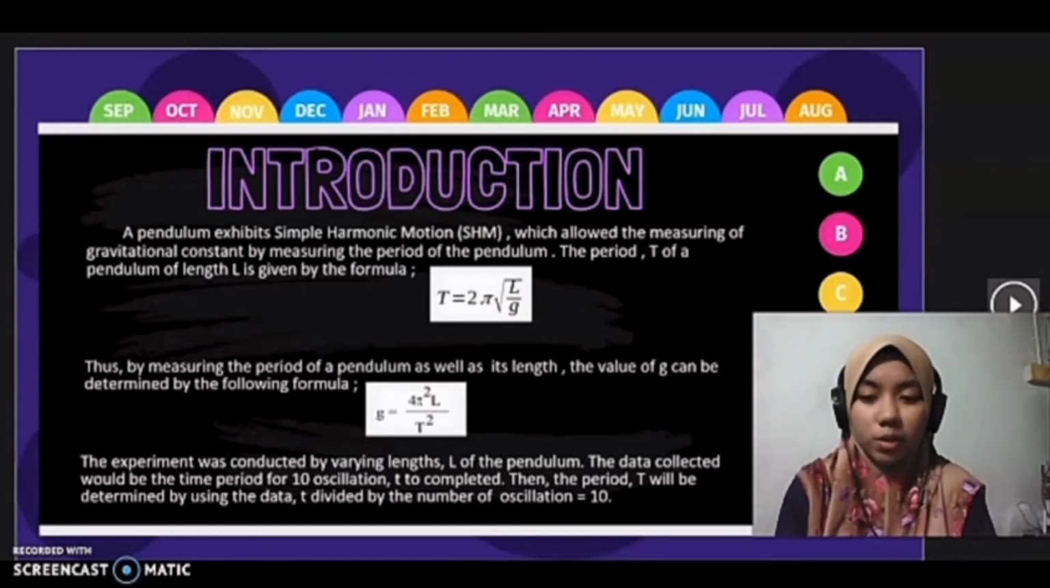The experiment was conducted by varying the length L of the pendulum. The data collected would be the time for 10 oscillations to complete. Then the period T will be determined by dividing the time by the number of oscillations, which is 10.